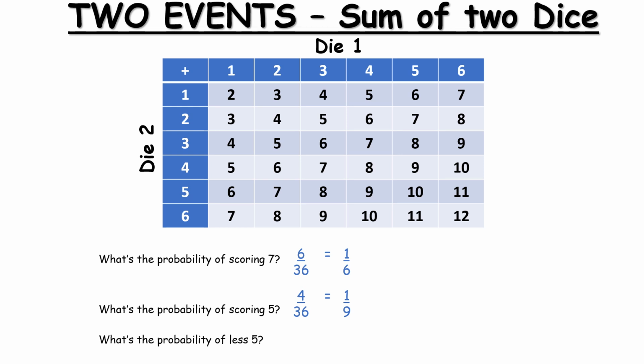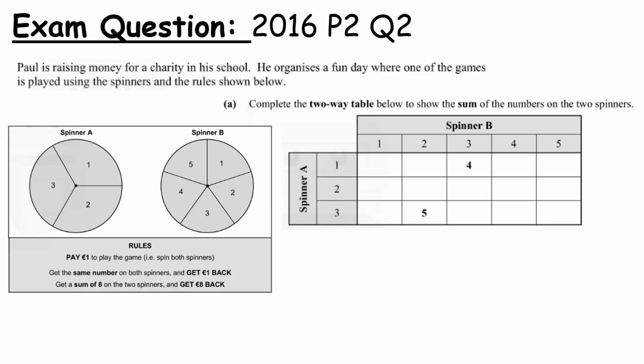So any numbers that are less than 5 on our table, we have a 2, we have a 3, and we have a 4. And we have a few 3s, we have a few 4s, but we've only one 2. So I have 1, 2, 3, 4, 5, 6 out of 36. And again, we simplify that to 1 in 6. Now let's look at an exam question that uses a two-way table.